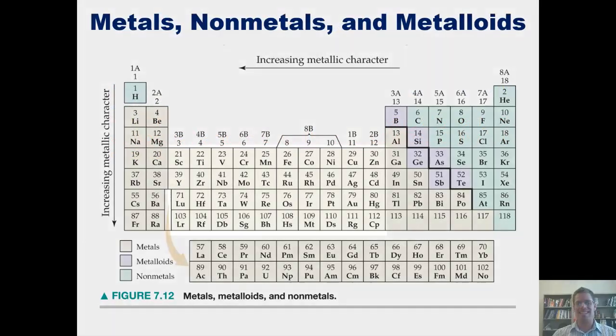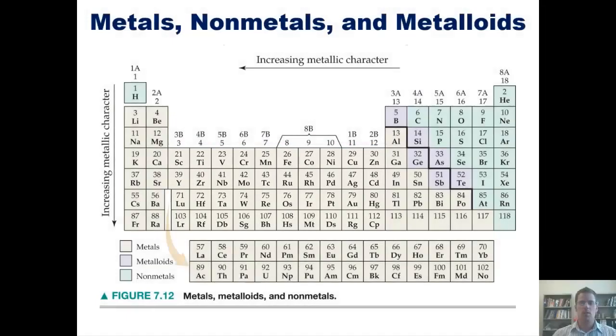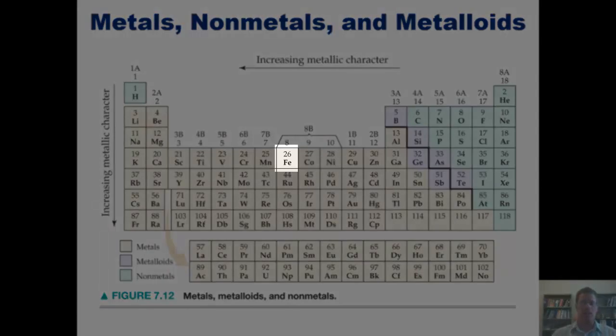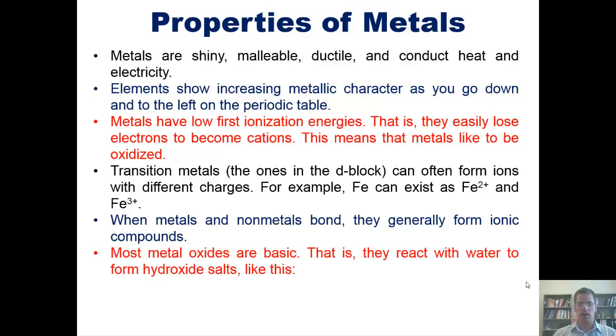Transition metals, the ones in the D block, can often form ions with differing charges. For example, iron can exist as iron 2+ or iron 3+. When metals and nonmetals bond, they generally form ionic compounds. Most metal oxides are basic. That is, they react with water to form hydroxide salts like this. In this example, I've got sodium oxide. It reacts with water to form sodium hydroxide.